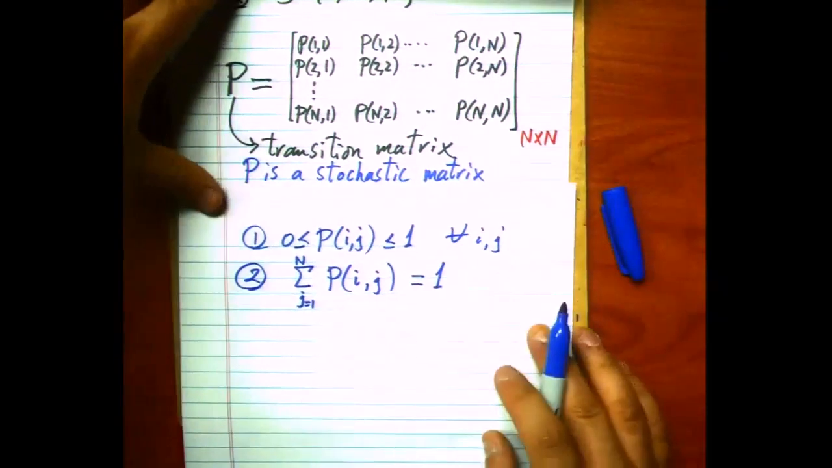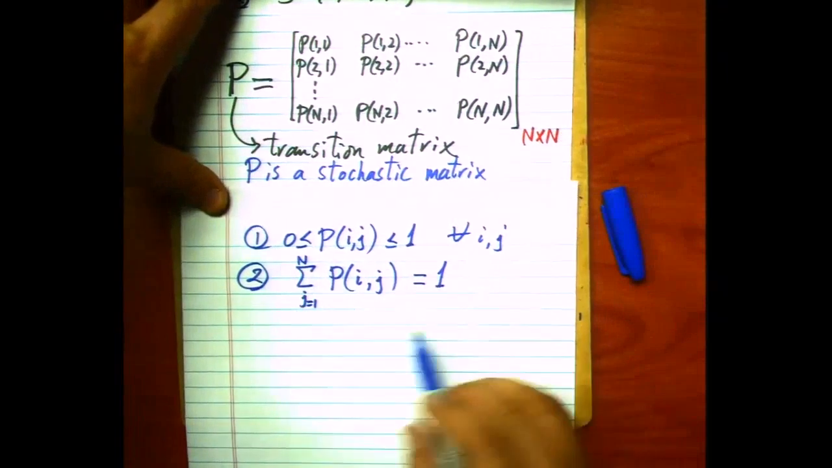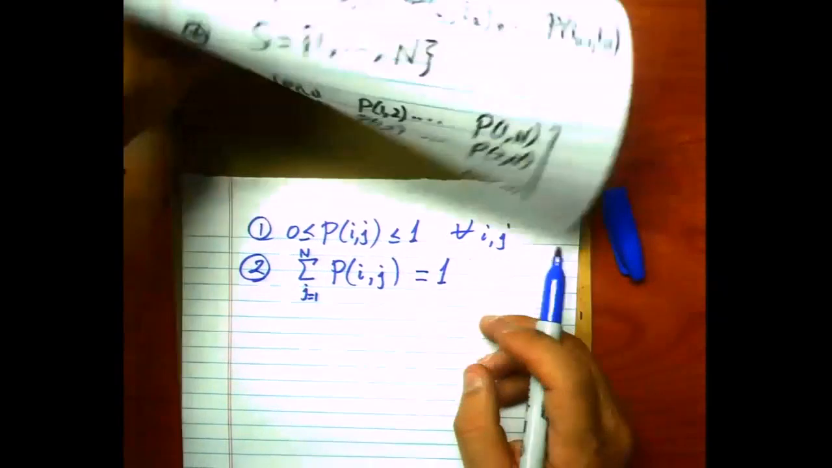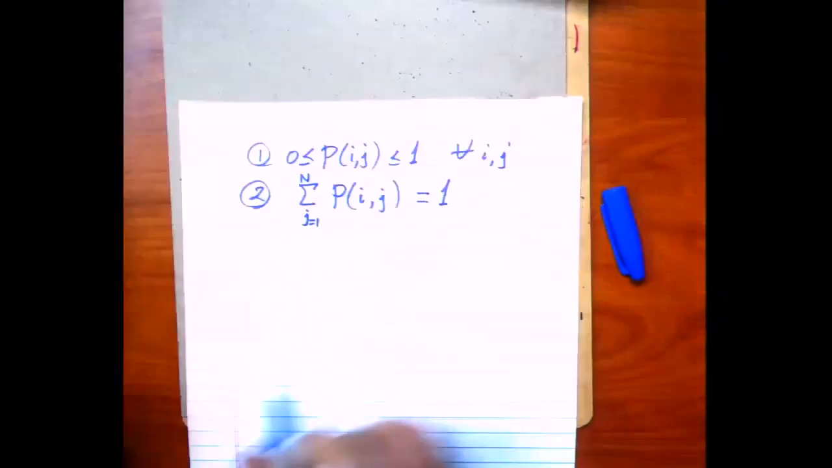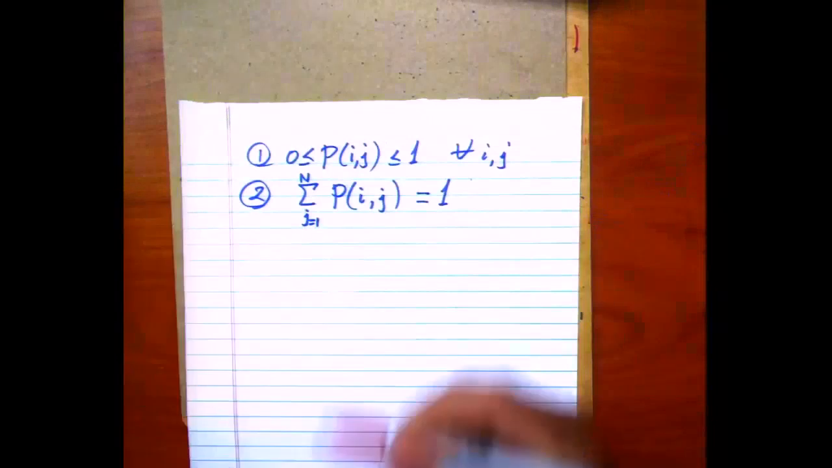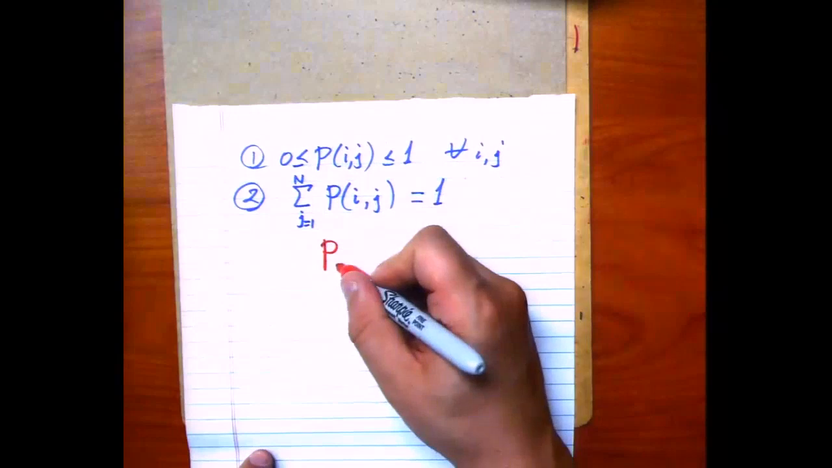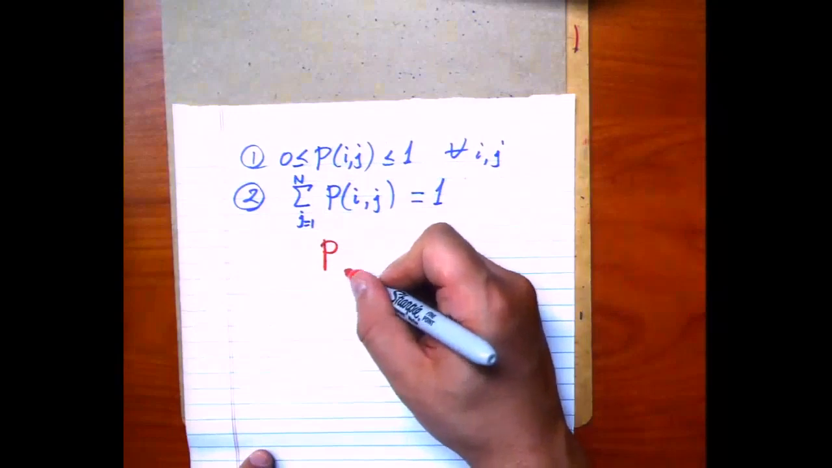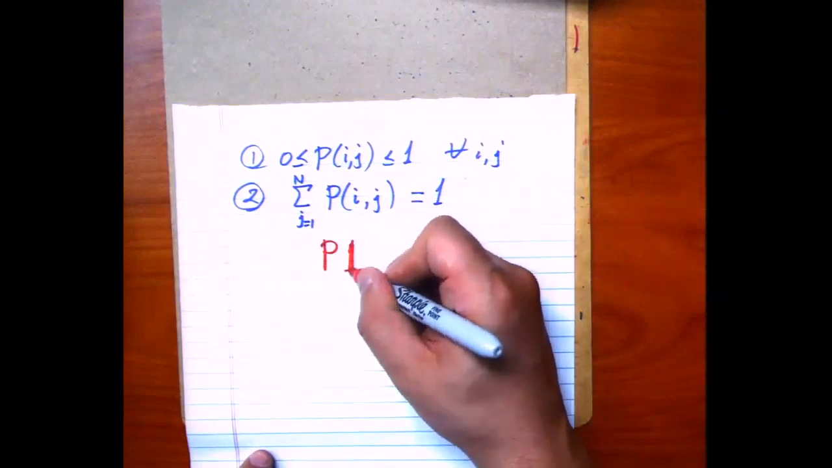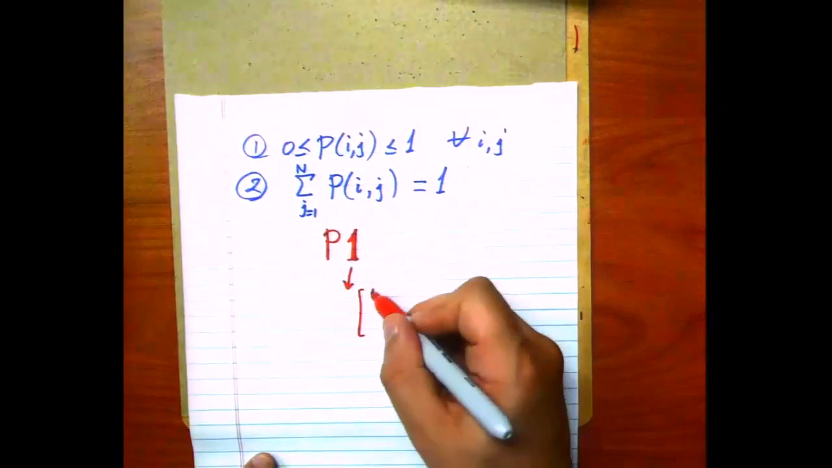You can see from here, we can put this in a matrix form. The last one could be put in a matrix form. This means that P, the matrix P, matrix product, the unit vector, this one is given by just ones, 1, 1, 1, 1, 1.